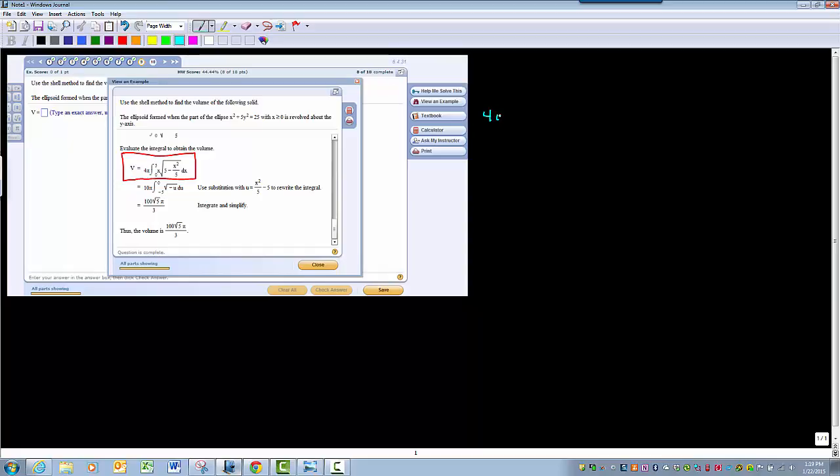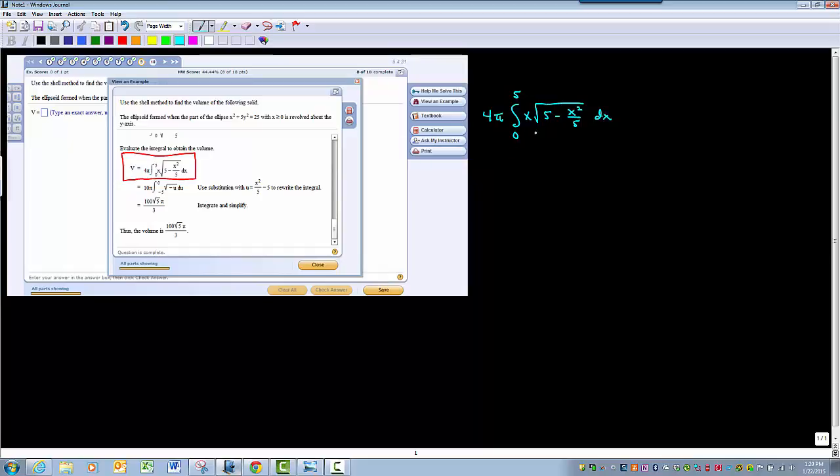So we've got 4 pi times the integral from 0 to 5 of x times the square root of 5 minus x squared over 5 dx. This is a calculus 1 topic, so you need to be able to do things by substitution.